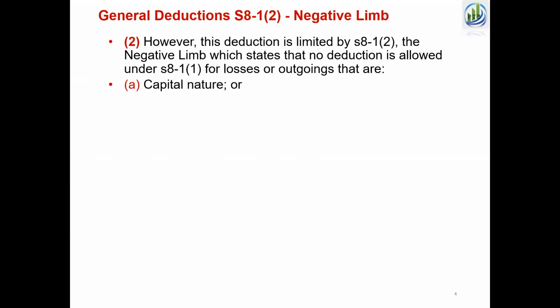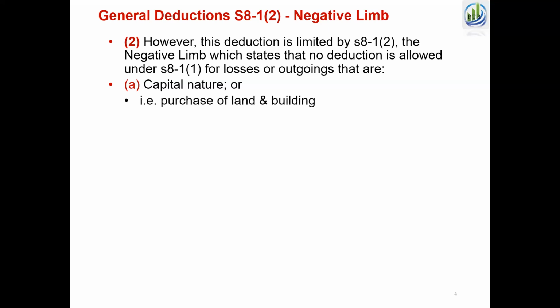What is capital nature? If you purchase any capital item for your business, you cannot deduct under this section, right? For example, you purchase a truck for your farming or agriculture business. The truck is necessary for carrying on the business. Everybody knows that. We satisfied 8-1(B). However, if it is a capital item, you cannot deduct under this section. So that's non-deductible under general deduction.